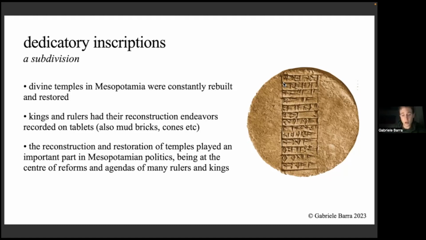And for some reason, they also had cones. They would just write on the cones and then put the cones inside the temple or below the temple. And then the following kings would dig them up and read them and be like, oh, so this king carried out rebuilding endeavors before me. So to keep the historicity of the whole thing. So these will be the first kind of tablets we're going to delve into.